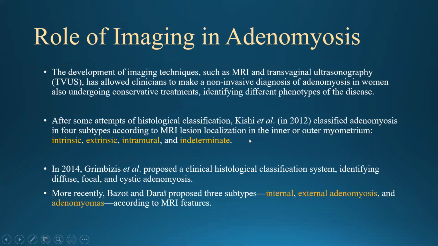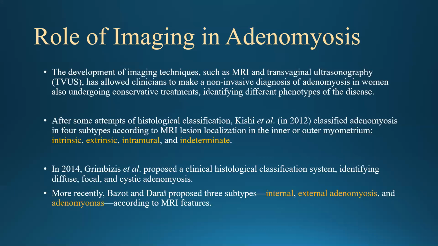We would define it as indeterminate. In 2014, Grimbizis et al. proposed a clinical histological classification system they identified as diffuse, focal, and cystic adenomyosis. And more recently, Bazot and Daraï proposed 3 subtypes like internal, external adenomyosis, and adenomyomas, according to the MRI features as well. So this is a classification based on the MRI. I'm gonna show you other classifications based on the ultrasound as well.